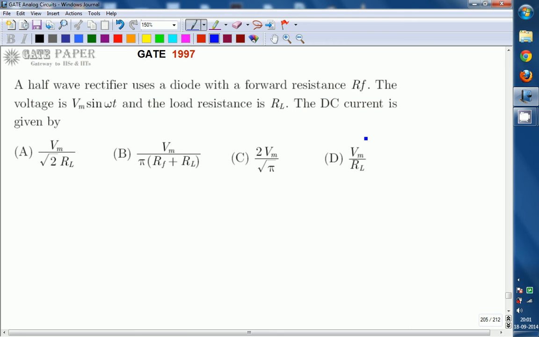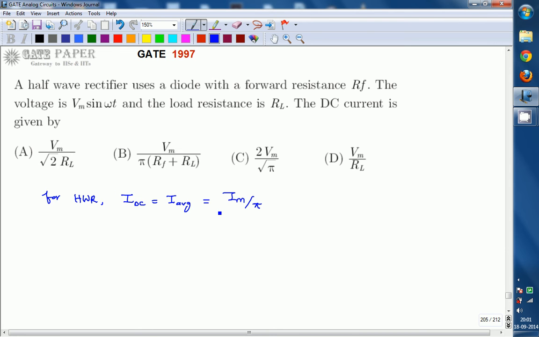What is the DC current present in a half-wave rectifier which uses a practical diode with forward resistance of RF, and the input voltage is given as Vm sin omega t? Okay, so we know the equation of DC current for a half-wave rectifier. DC current is also called the average current. IDC, or I average, is equal to Im by pi, where Im is nothing but the peak value of input current, that is, the current flowing through the diode.